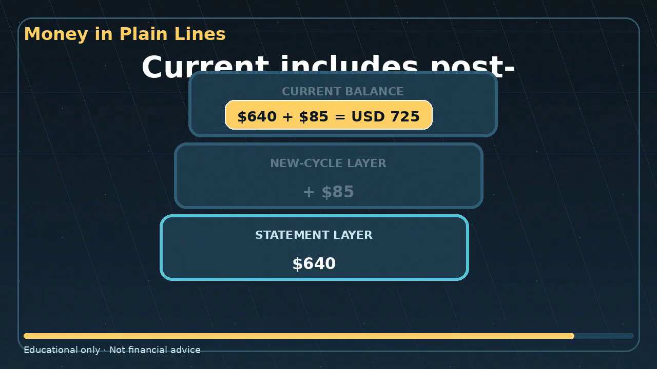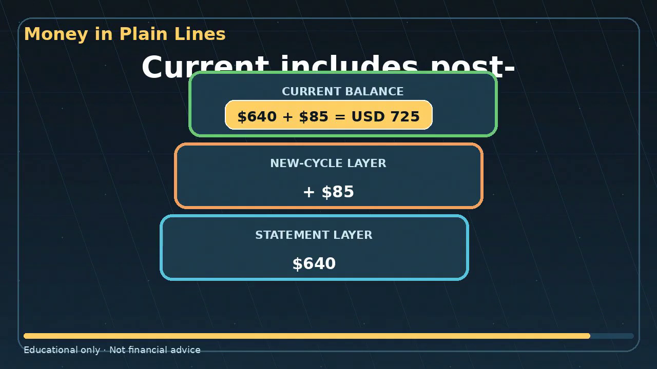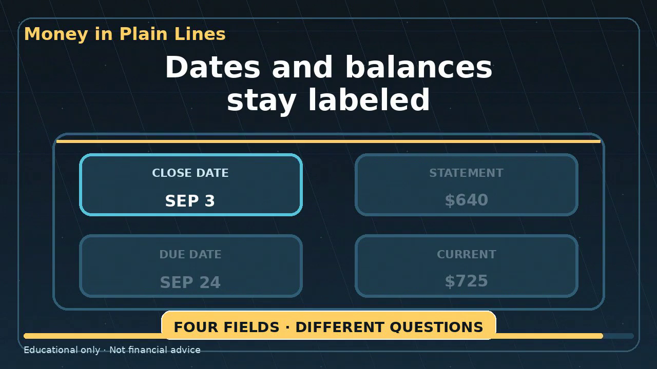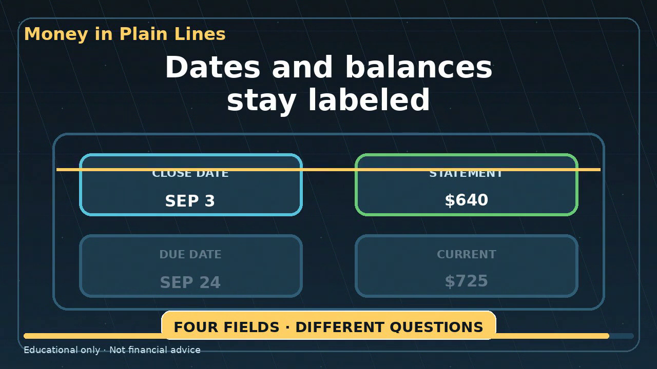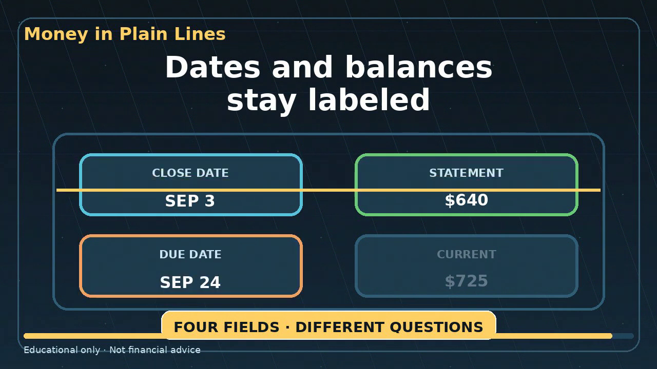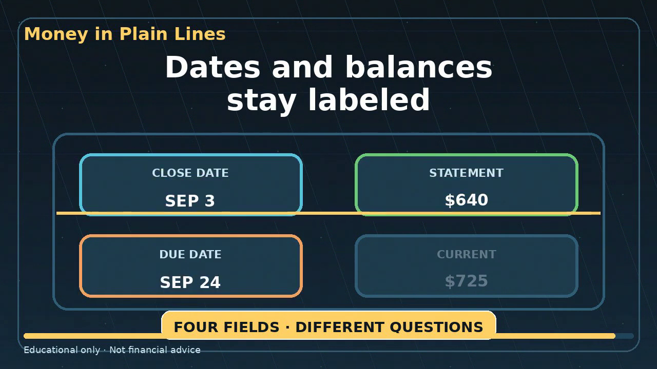A four-field scanner finishes the reading method: close date, statement balance, due date, and current balance. Each field answers a separate question. Keeping the labels attached to their dates prevents a live balance, a dated snapshot, and a payment deadline from becoming one vague number. The core lesson is simple: a statement balance is fixed by a past cutoff, while a current balance can include later posted activity. Dates explain the difference before arithmetic does.